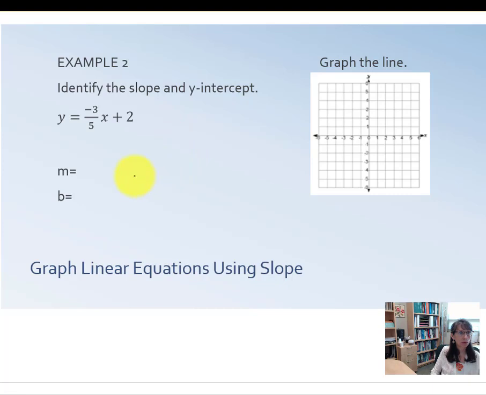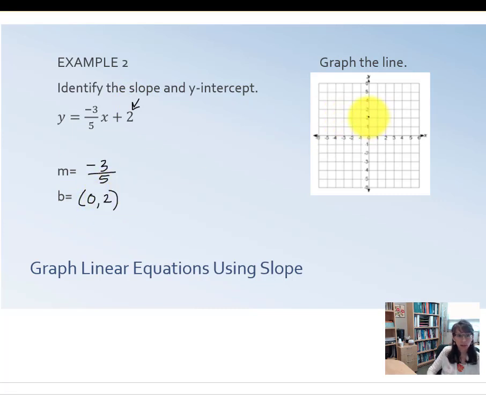In our second example, you can see that the slope is a negative number, and I'm placing the negative with 3. Because we need to choose either the numerator or the denominator to place that negative sign. It doesn't matter which one you choose. So I'll start with -3/5. Positive 2 is the y-intercept, so the ordered pair would be 0, 2.